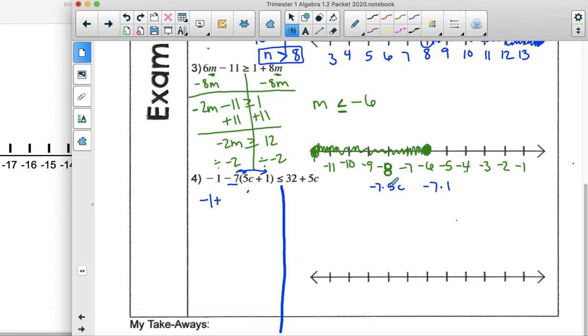Negative 7 times 5, a negative 7 times a positive 5, negative times positive is negative. 7 times 5 is 35. Really important we keep that c. Negative 7 times positive 1.